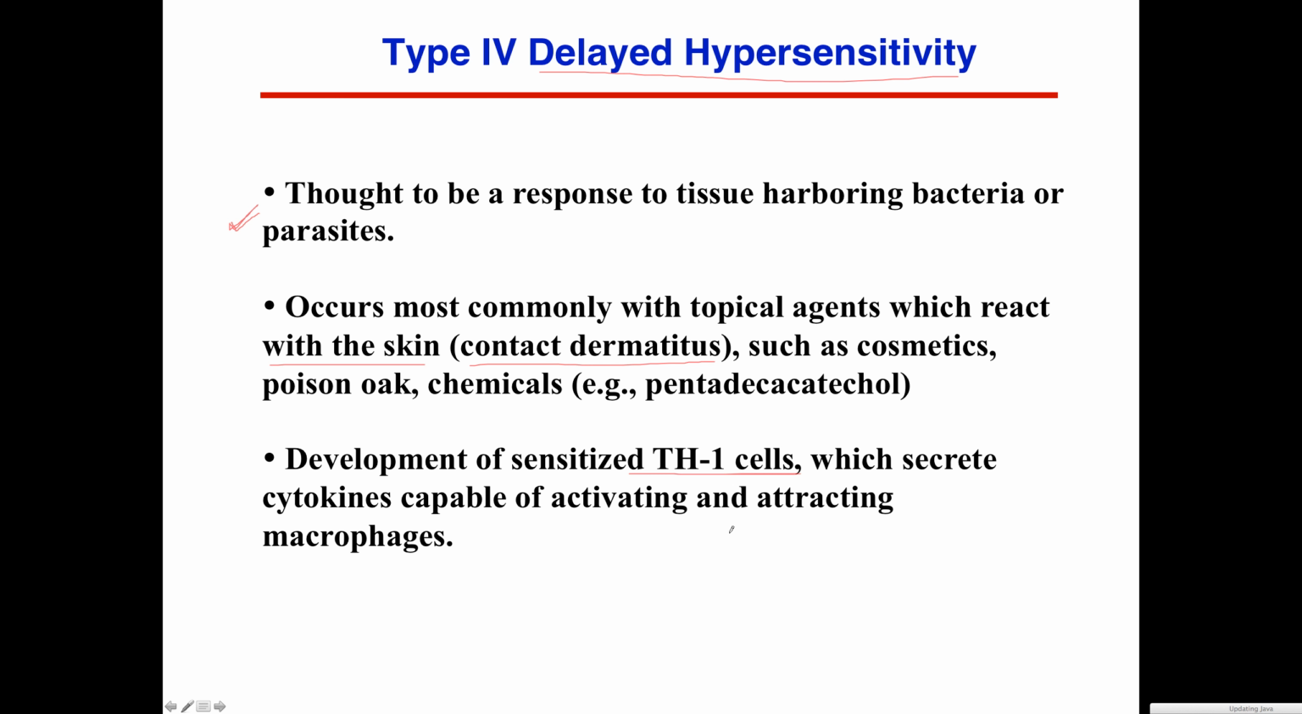Now, the type 4 hypersensitivity reactions don't involve antibodies, as we're going to see. They do involve the cell-mediated immune response, and that's the difference that you're going to see between type 4 and elements of type 1 and type 2 and type 3. Type 1, type 2, and type 3, to a certain extent, all can involve antibodies in those responses. This one involves the cell-mediated response.